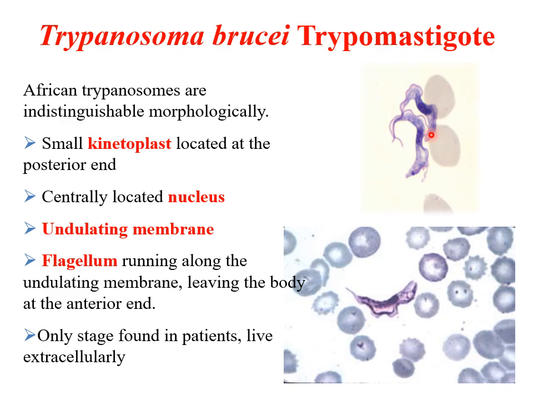Note that these are trypomastigotes. This means that the kinetoplast is always at the posterior side as compared to the nucleus. And it is this flagellum, running along the undulating membrane that is all over the surface of the parasite. And this is the diagnostic stage we find in patients. It can be seen in either blood smears or also in the cerebrospinal fluid.